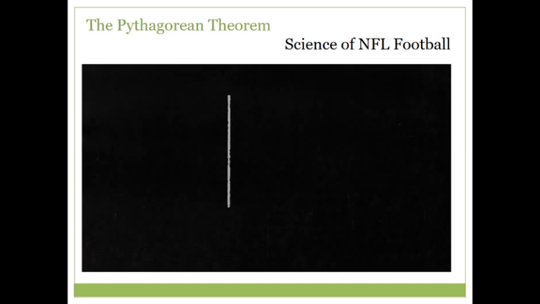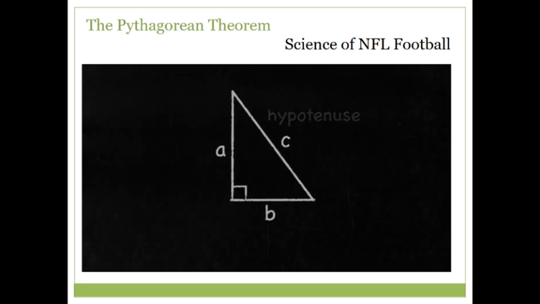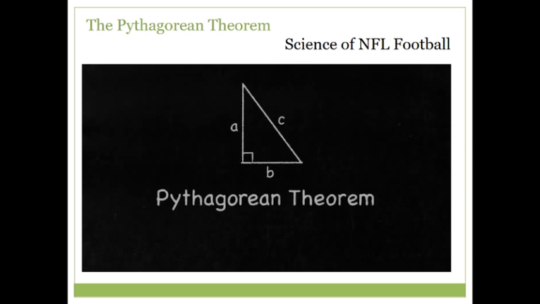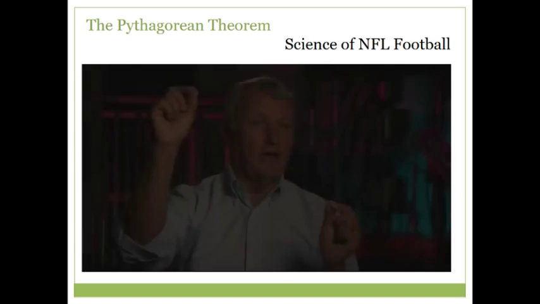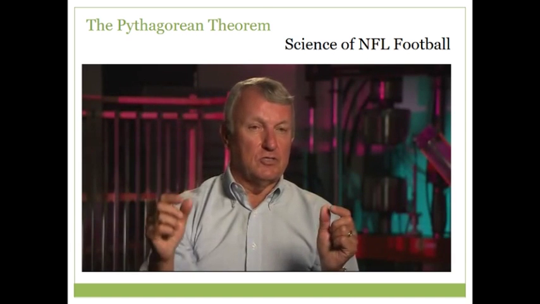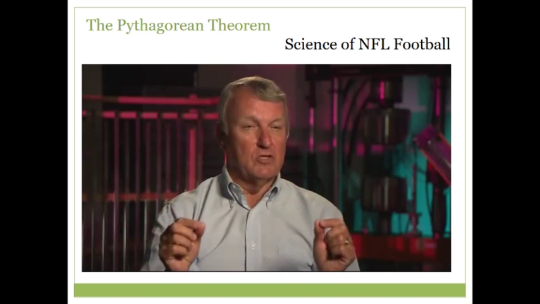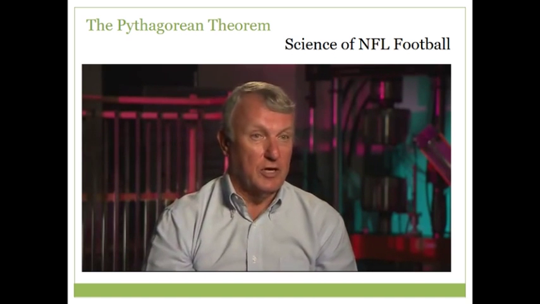On a right triangle, the two adjacent sides, A and B, are called the legs. The longer side, opposite the right angle, C, is called the hypotenuse. The Pythagorean theorem simply states a squared plus b squared equals c squared. The square of the hypotenuse, the length of the hypotenuse, is equal to the sum of the squares of the lengths of the other two sides.